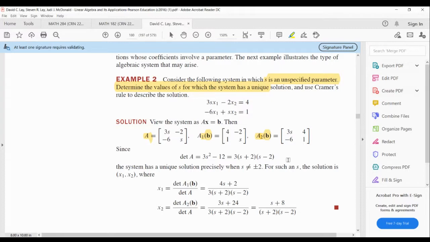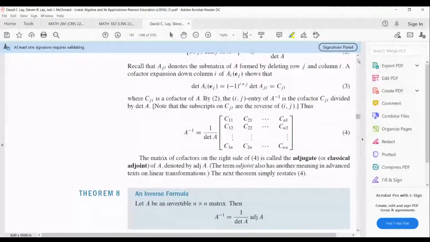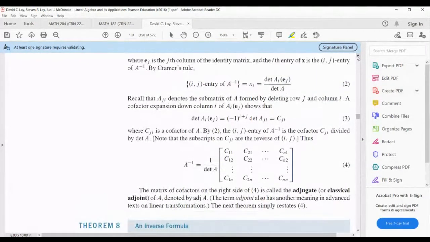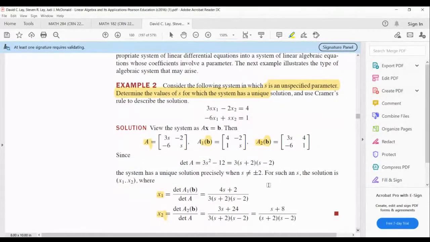So what they do in the problem is set up what x1 and x2 are using Cramer's rule. Hold on, I went too far as usual. Let me go back up. In this problem, they're saying that you'll get solutions so long as S is not equal to plus or minus 2, because that would make the determinant of A 0. Okay. Yes, Matthew, quick question about the second example. Yes, yes.